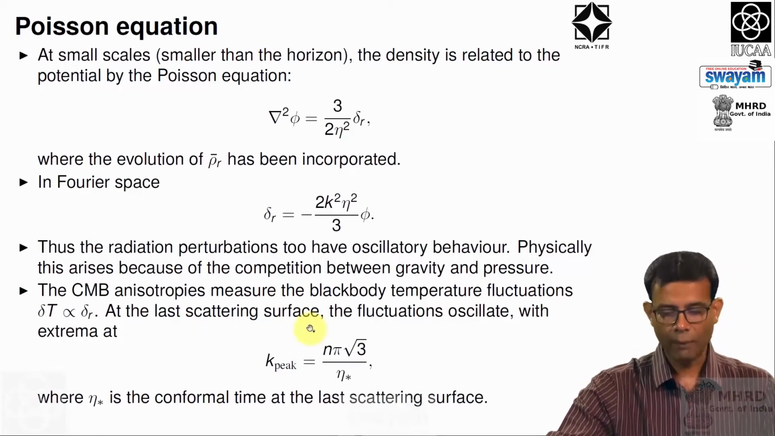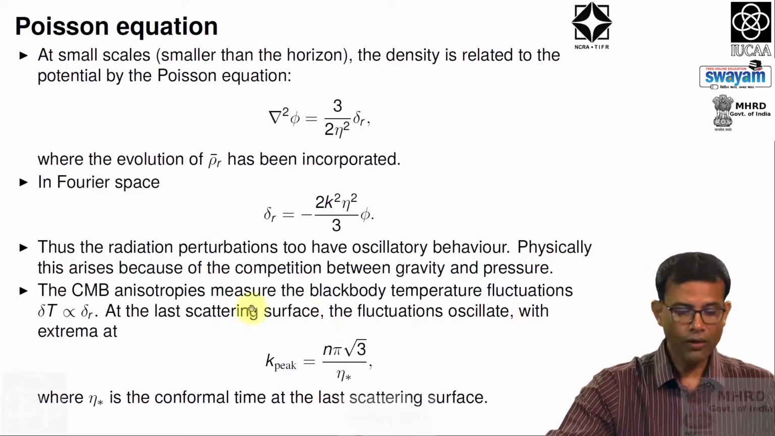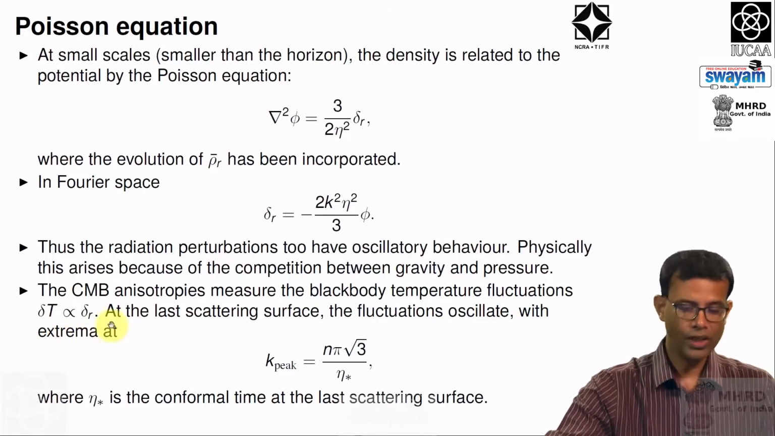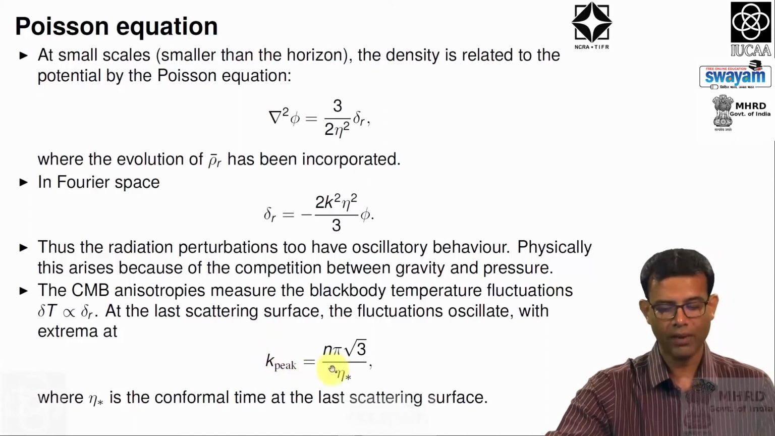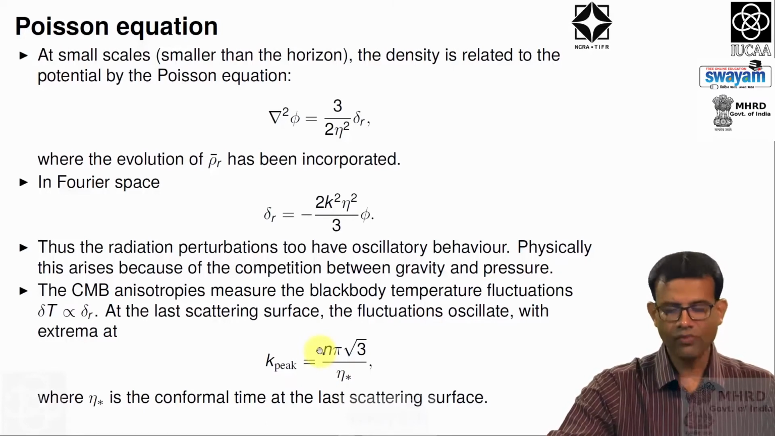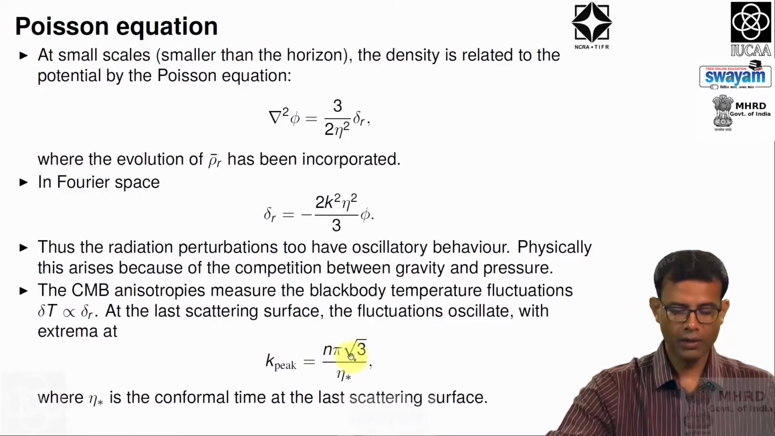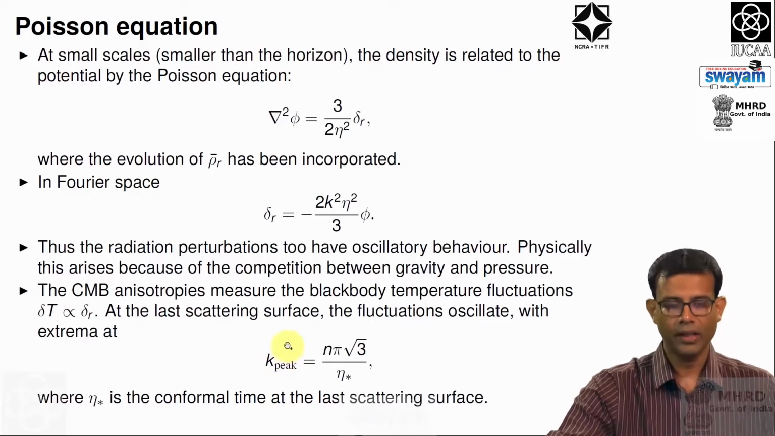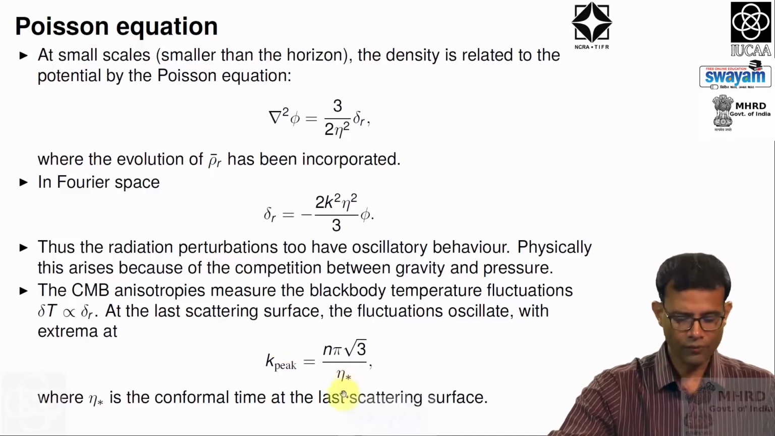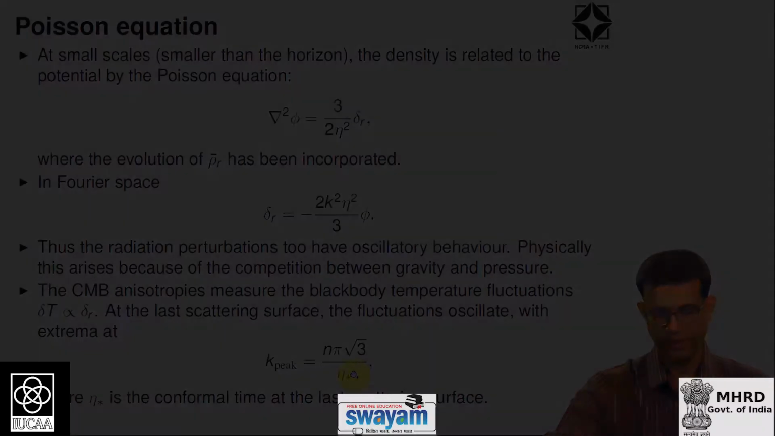They will oscillate, they will go up and down, and we can work out, for example, the positions of the extrema. You can go back to the solution in the previous slide, see where the extrema will occur, and you can show that for a given eta, they will occur at values of k given by this, where n takes values 1, 2, 3 and so on. Remember, this root 3 is arising because of the speed of sound. If we are working at the last scattering surface, because that is where the temperature anisotropies are observed, we have to put the conformal time corresponding to the last scattering surface.